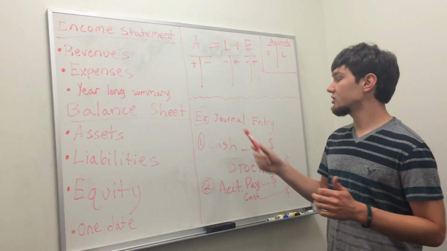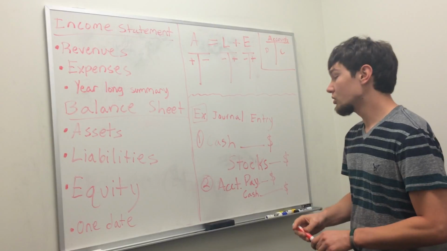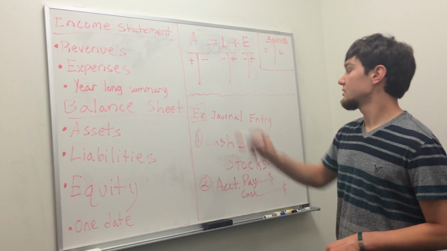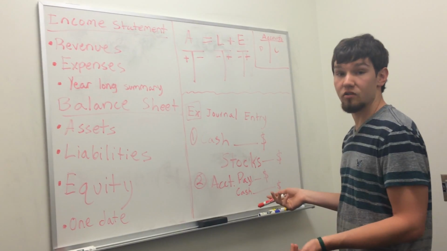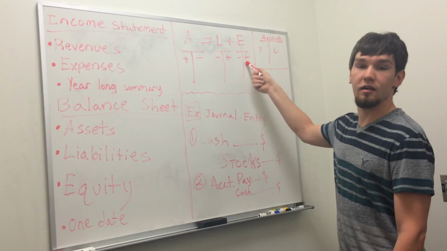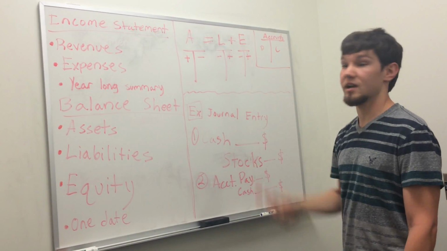So when you're making journal entries as an accountant, in this first example, we see that we have an increase of cash, which is debited. And where we get that cash from is from sale of stocks. So we actually increase an equity of stocks and increase assets, which balances out the equation on both sides.